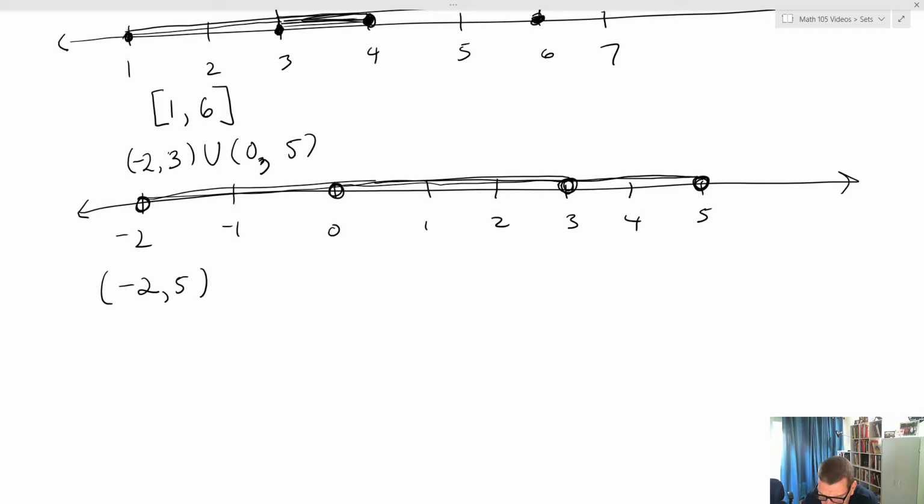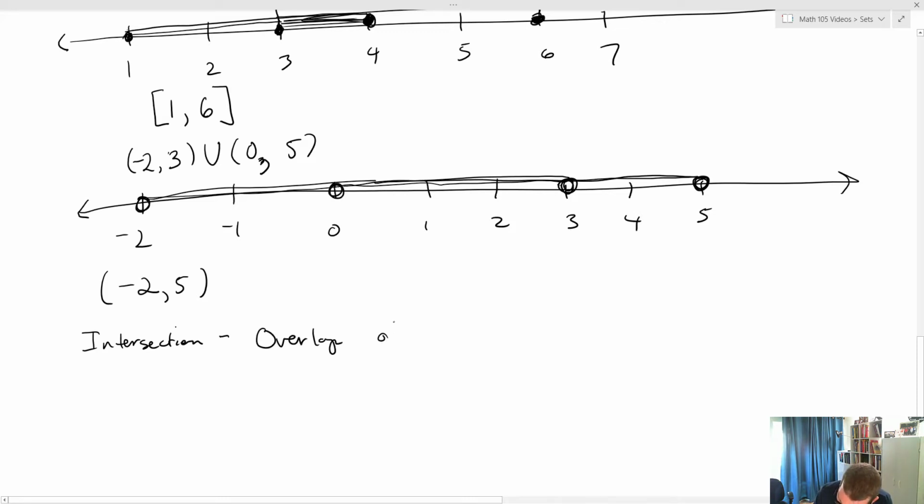So that's a union. Now an intersection, if you remember, is what's included inside of both sets. From the standpoint of intervals, it's going to be the overlap of both sets. So let's say I go from -2, with a parenthesis, to 3, and I want to intersect that with 0 to 2, and we'll make those brackets.